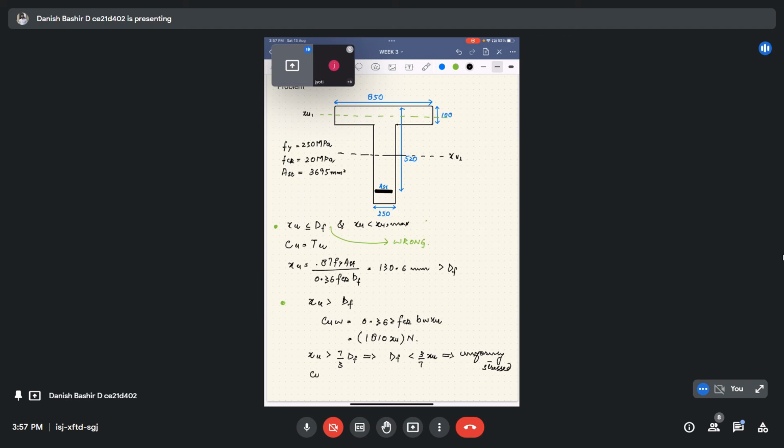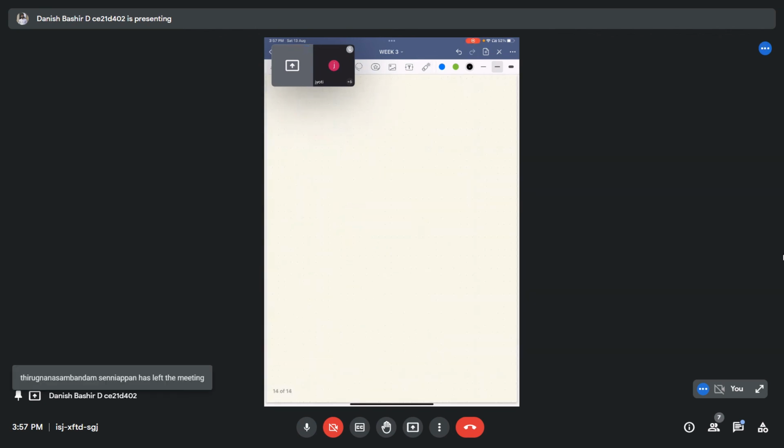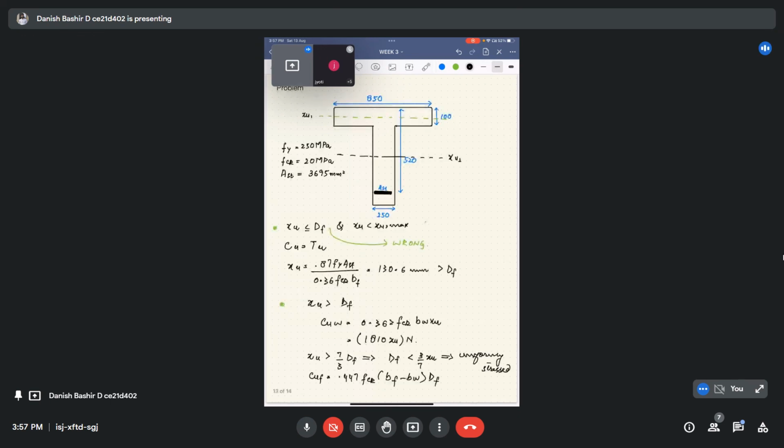So we can use a uniform stress of 0.447 FCK. The compression force in the flange CUF will be 0.447 FCK (BF minus BW) DF. This is another assumption inside this assumption, XU greater than DF. When we plug in all the values, we get CUF as 536,400 Newton.